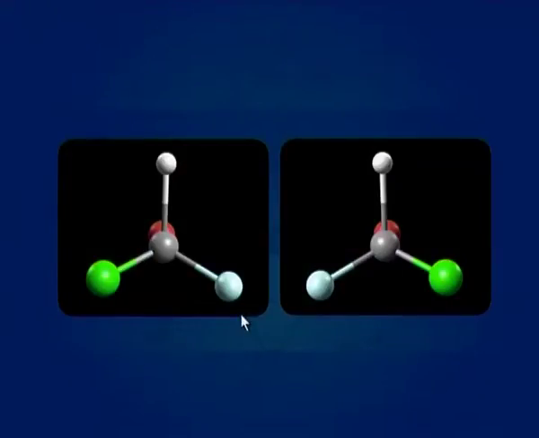Note that this mirror image is not superimposable. In other words, this mirror image cannot be rotated in any such way that it looks identical to the original molecule. Remember, if the mirror image is not superimposable, then optical isomers exist. Thus, this molecule has optical isomers.